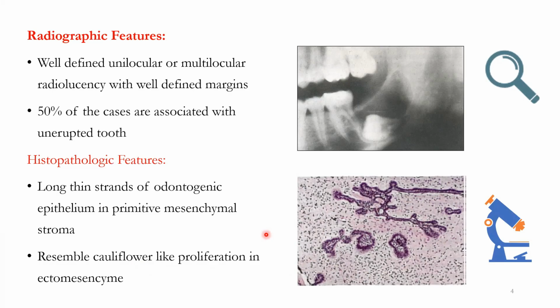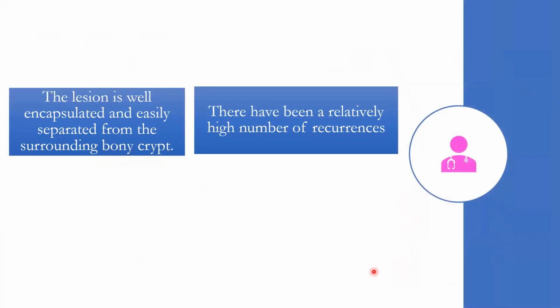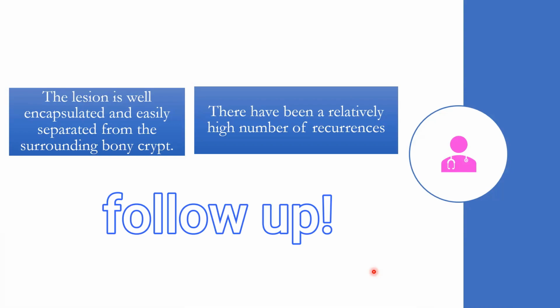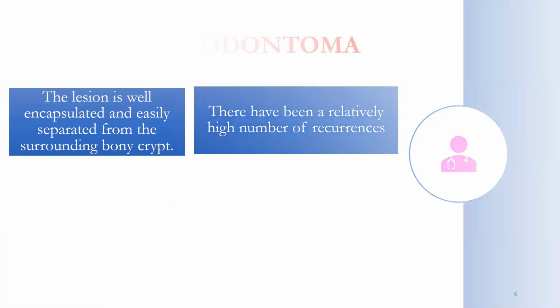You have to be very, very careful when you're looking at the histopathological slides because there might be very few strands like these, and if you miss them, then your diagnosis will be inaccurate. The lesion is well encapsulated. Basically, it means that enucleation, whatever you pronounce it as, is sufficient because it easily separates from the bony crypt. But there are also some recurrences reported, so a follow-up will become essential.